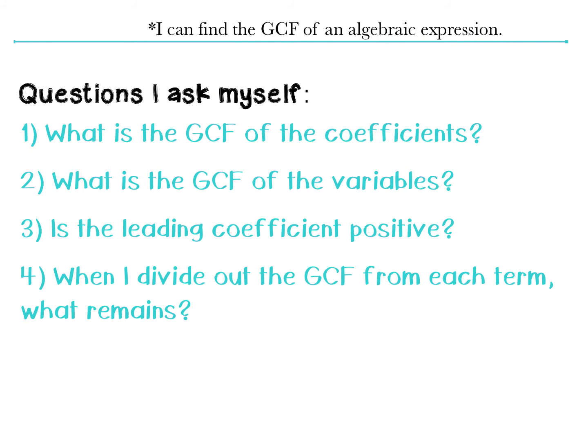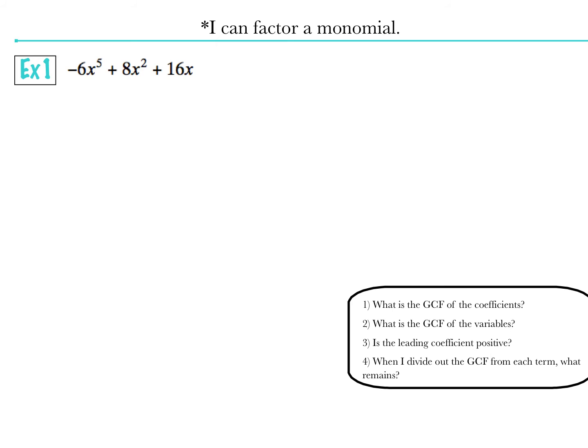All right, so when I'm factoring out a GCF, these are the questions that I'm going to ask myself. So just like we did, what's the GCF of the coefficients? What's the GCF of the variables? Is the leading coefficient positive? And then when I divide out the GCF from each term, what remains? So we're going to use those questions to think through this process. All right, so let's go ahead and get started.